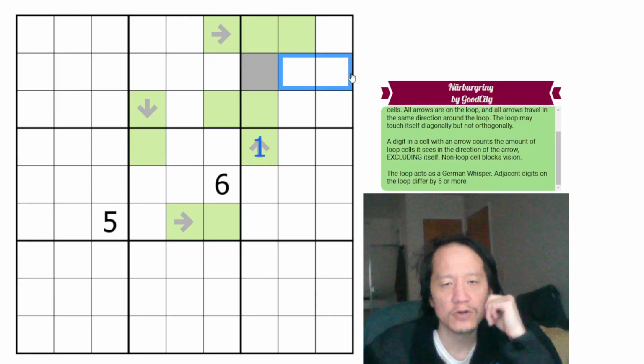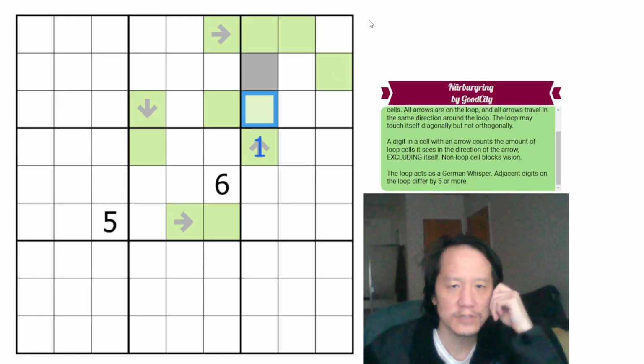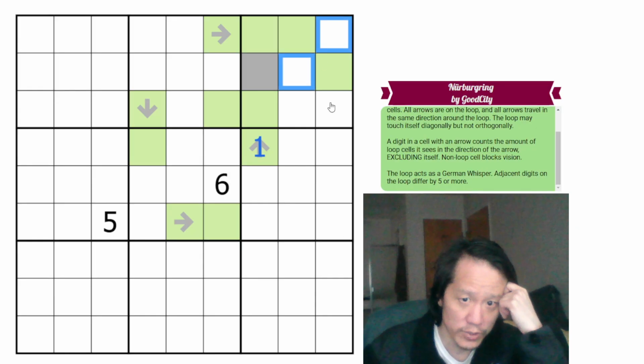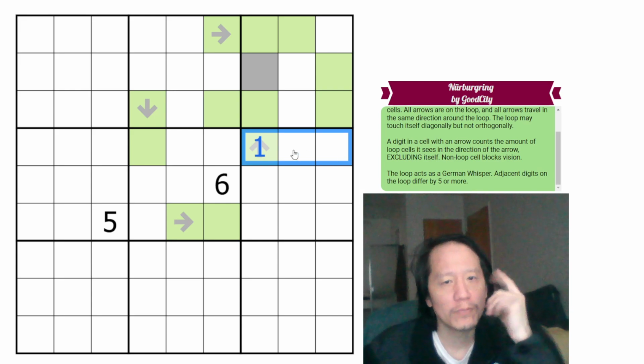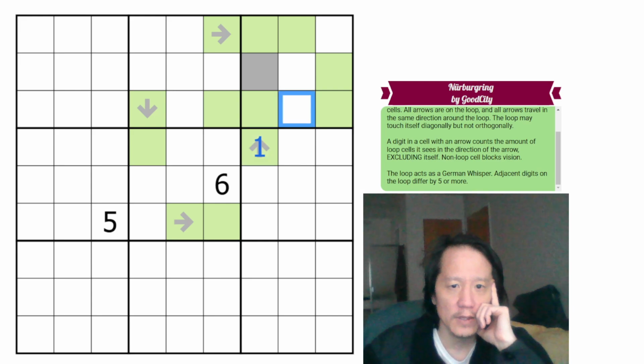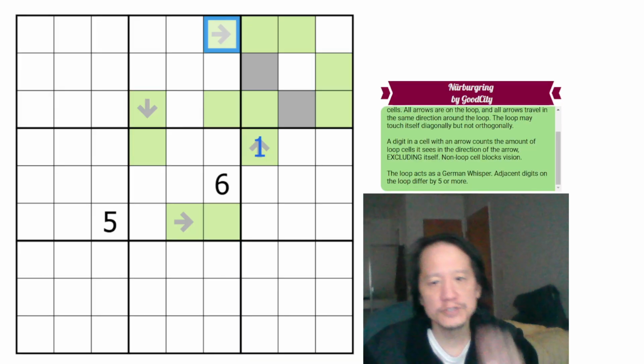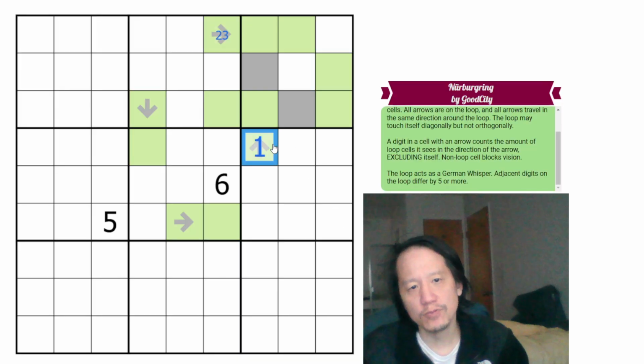This could touch here and then go here. So that it also has to go here. It goes through one of these. It must go here then. And it could connect this way. That's fine too. It cannot connect here because that would be touching itself orthogonally. So we know this is 2 or 3. This has to be 1.